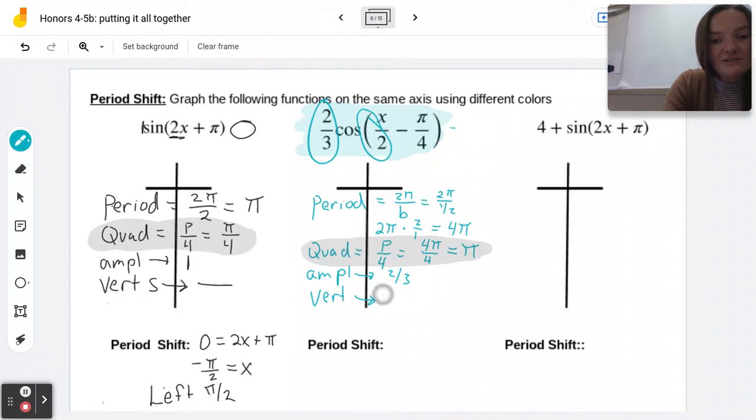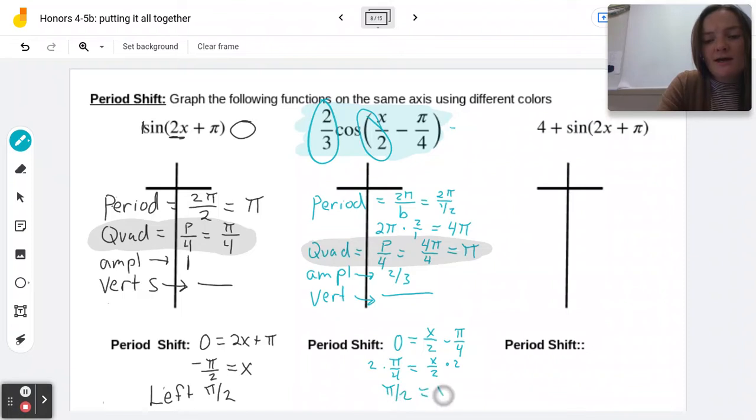All right, so actually the last one here is the period shift or the phase shift. We can set the whole inside equal to 0, x over 2 minus pi over 4. If we move some things around, we get pi over 4 is equal to x over 2. If you multiply by 2 on both sides, you should get pi over 2 as x, which means we need to move right pi over 2. Okay, so we need to move right pi over 2, and that's going to be helpful.